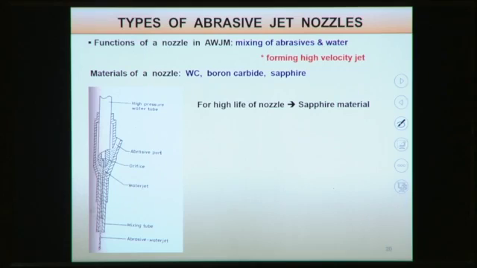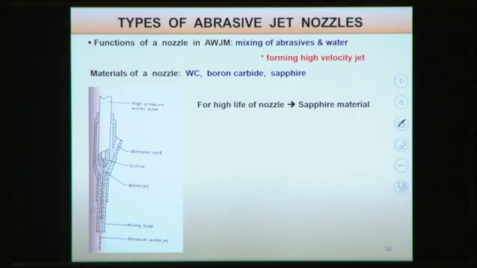Okay, so types of abrasive jet nozzles. Depending on the type of work and applications, different types of nozzles and nozzle materials are used. In abrasive water jet nozzles, the high velocity abrasives are coming towards the outer periphery of the nozzle, and the water jet is coming at the center. So the inner surface of this nozzle is directly in contact with these abrasive particles.